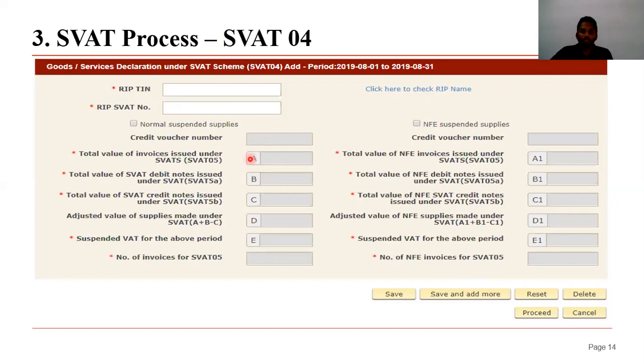You are required to enter whatever the invoice amount, let's say 100. And if you have a credit note and debit note, that means increase or decrease of the amount, credit note or debit note amounts you also can enter here. And the balance, then the suspended VAT amount, and the number of invoices issued for that particular month. If you have issued 10 invoices, you can mention 10. The total value of the 10 invoices you are required to enter here. Then the purchaser will approve.